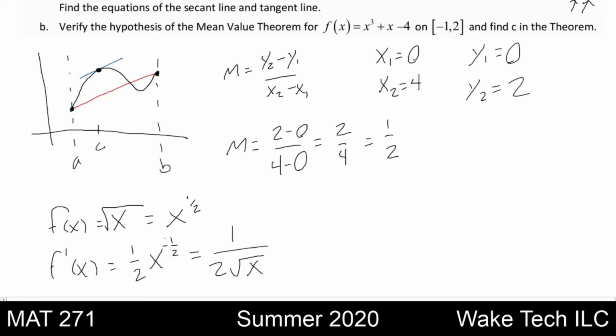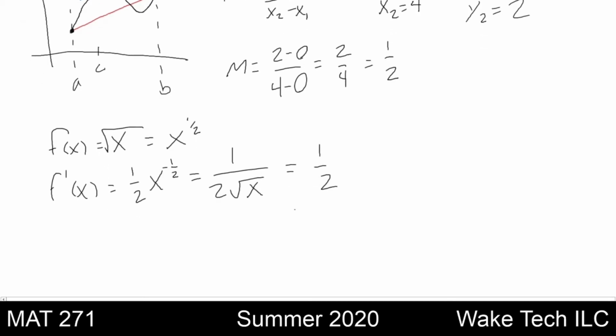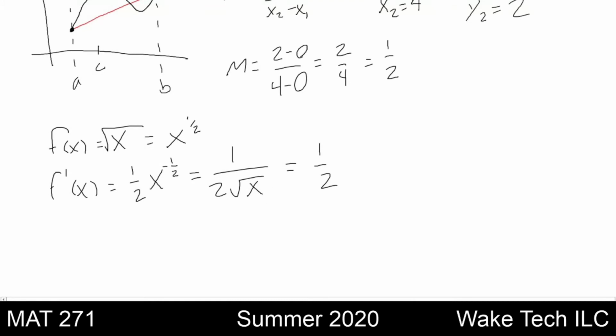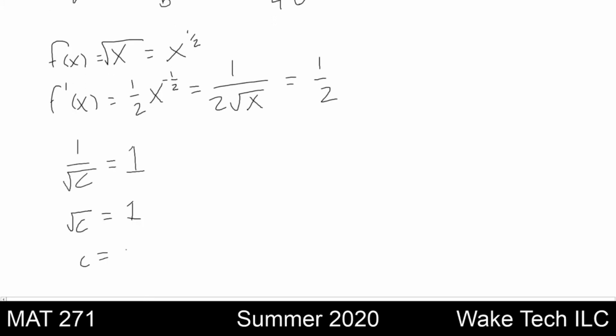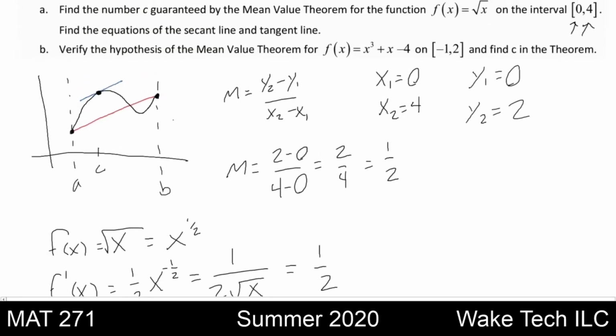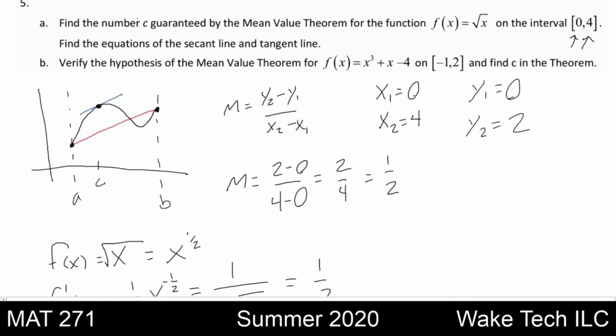Now that we found f prime of x, we want to make sure that it's equal to the slope we've already found, our 1/2, our m. So we'll set this to 1/2. When we solve this equation, and we're going to use c instead of x now, because c is the variable of our function, we get 1 over the square root of c equals 1. To solve this equation, we would just take the reciprocal of both sides, have the square root of c equals 1, then square both sides to find that c equals 1. 1 squared is 1, after all. Now that we found the c value, we've answered the first part of part A.